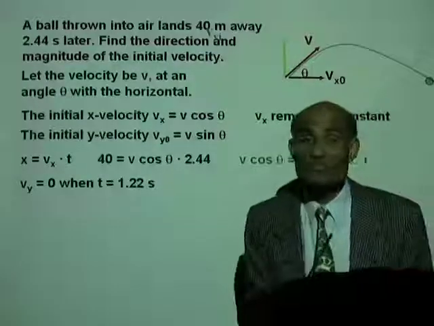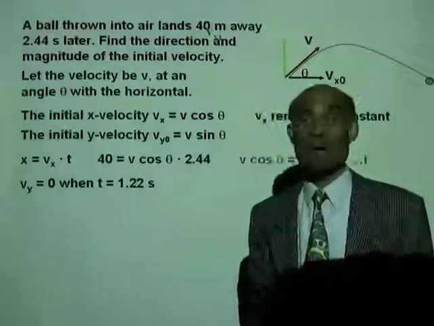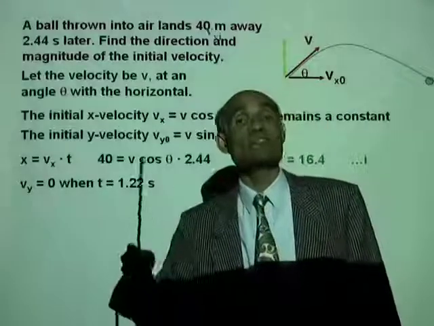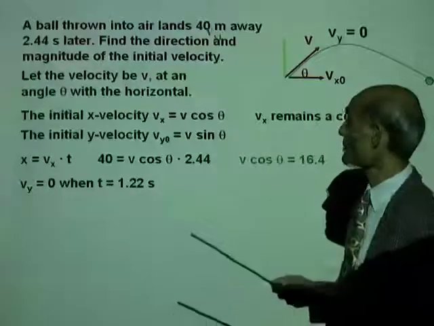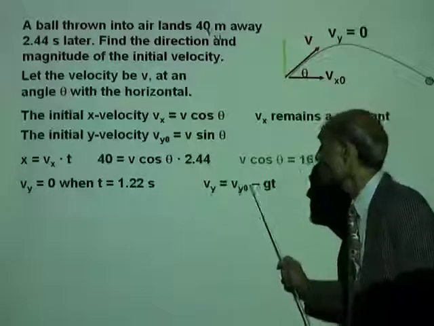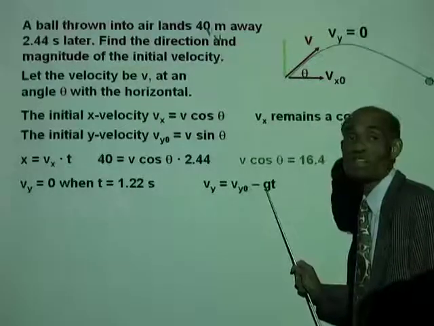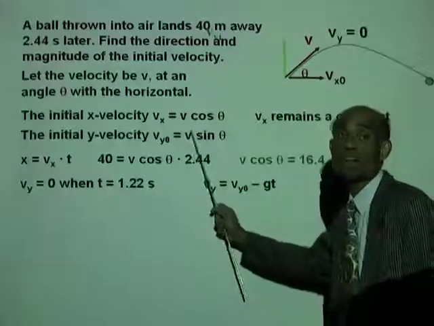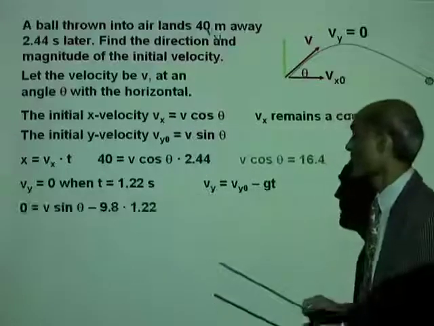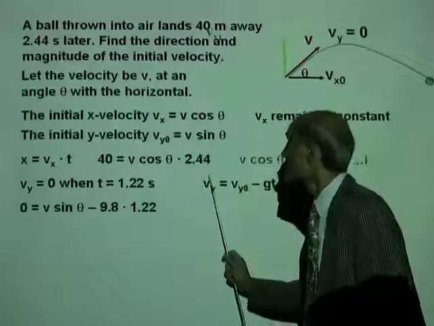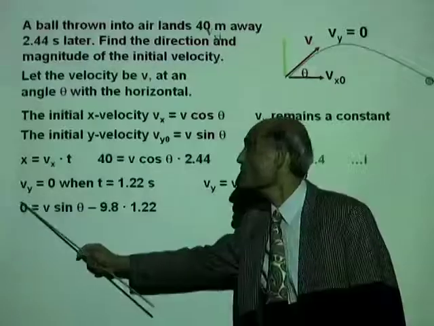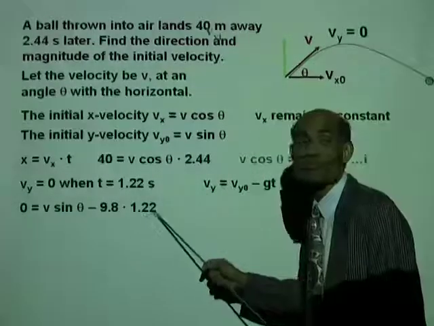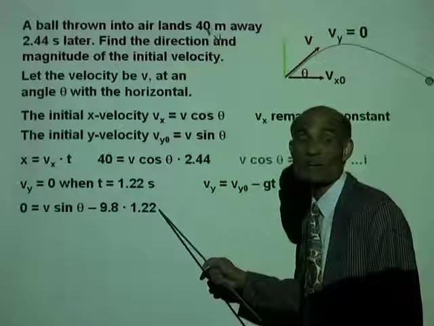And what is the expression for the y velocity? The y velocity Vy is Vy0 minus gt. Is that right? So Vy equals Vy0 minus gt. And this Vy0 is V sine theta. Alright. So Vy will be equal to 0 when t equals 1.22 seconds, half the time of flight.